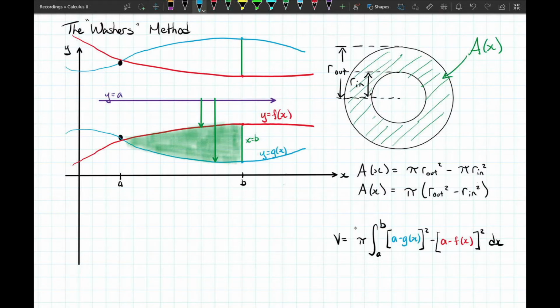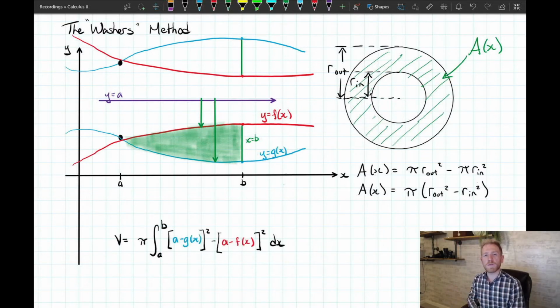But you can still see here that our integral is set up the same sort of way. Pi just always will be there because we're taking pi r squared as being cross-sectional areas. But we have outer radius squared minus inner radius squared. And here that a comes from the fact that we've now moved this to an arbitrary axis y equals a.